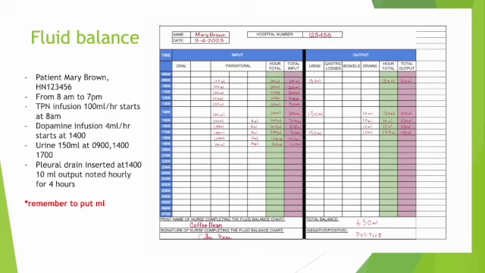Okay, and also for the negative or positive balance, I would recommend you to put the word positive or negative instead of just putting a plus or minus sign here. Okay, and of course, remember to put the unit in this chart.